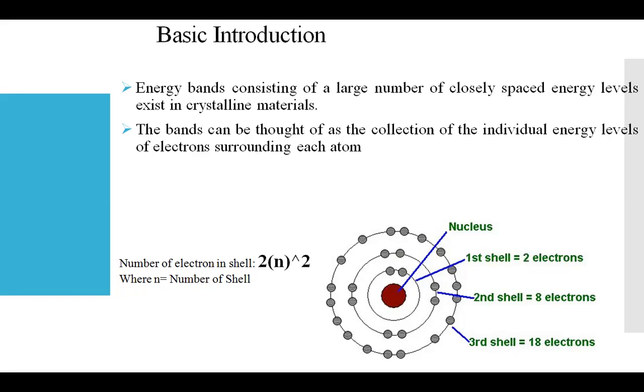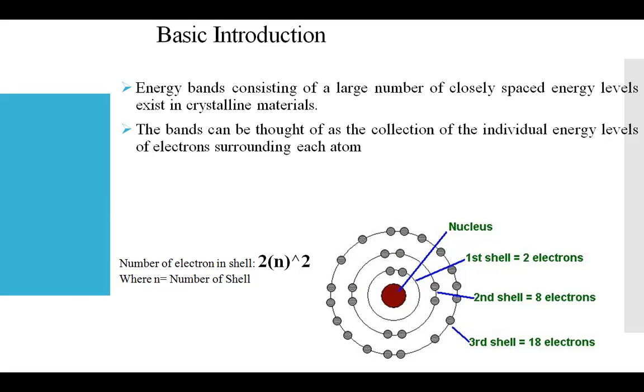In this diagram you can see the nucleus represented at the center, and around it you have the electrons with the shell representation. The number of electrons in a shell is given by 2n raised to 2, that is 2n². When n is the shell number, for the first shell it is 2 into 1 raised to 2, so there are 2 electrons in the first shell.